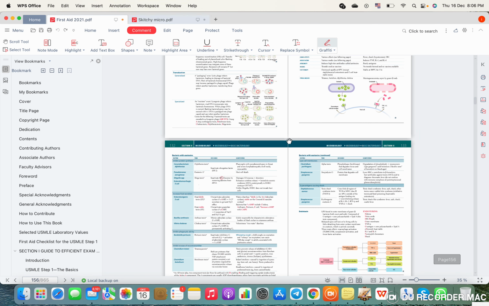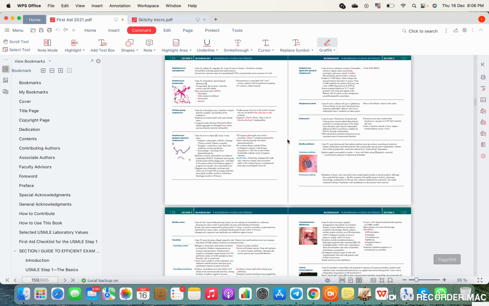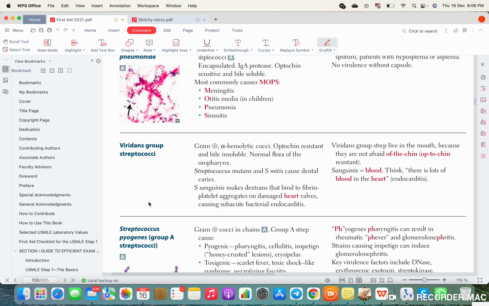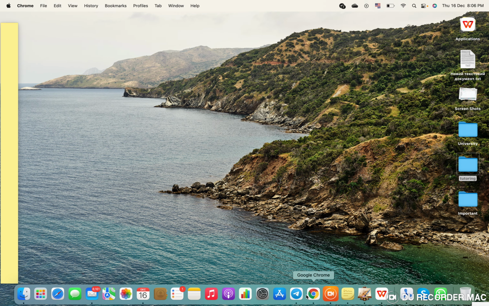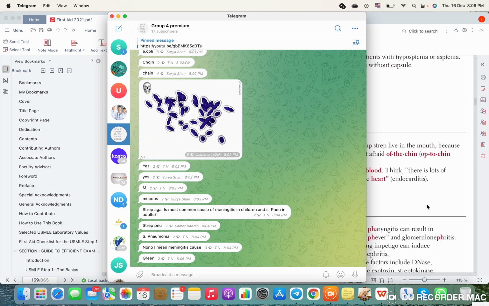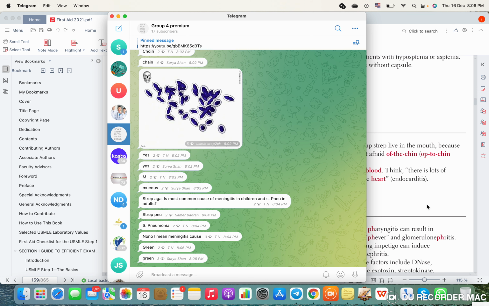The next thing I'm going to speak about is viridans group streptococci. They mention that it's a gram-positive alpha hemolytic cocci. When I say something is alpha hemolytic, which color will it give? A green, and what other color can it give as well? Brown, yeah? A green-brownish color.